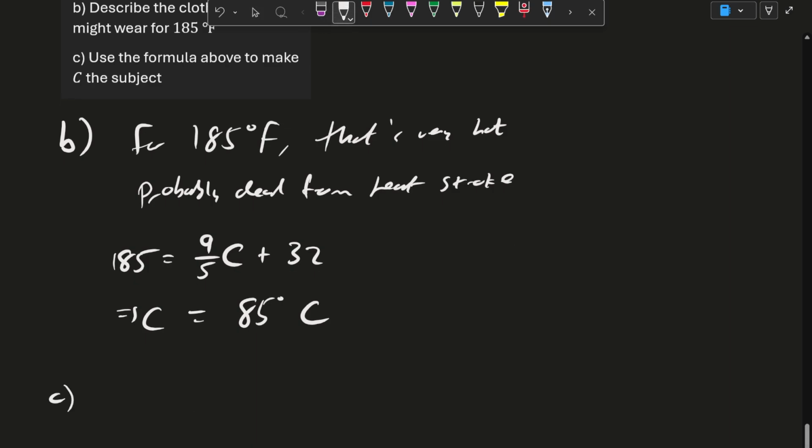Okay, now similar to what we did before, use the formula to make C the subject. What this means, just bringing us back to Junior Cert maths, is we want C equals something something something F plus something something.